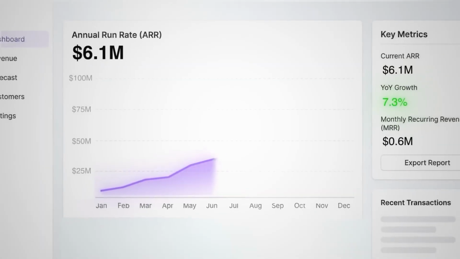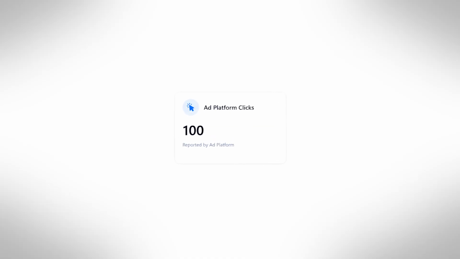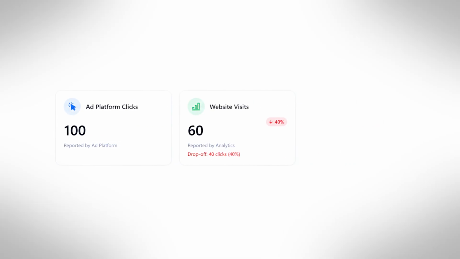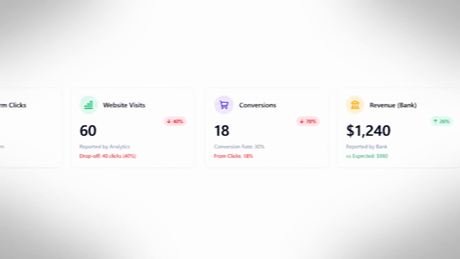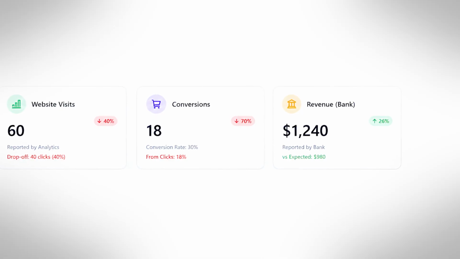Right now, a number in your business is lying to you. Your ad platform says that you have around 100 clicks, but your analytics say that only 60 of them landed on your website somehow, and your bank account is just saying a completely different story than both of those.